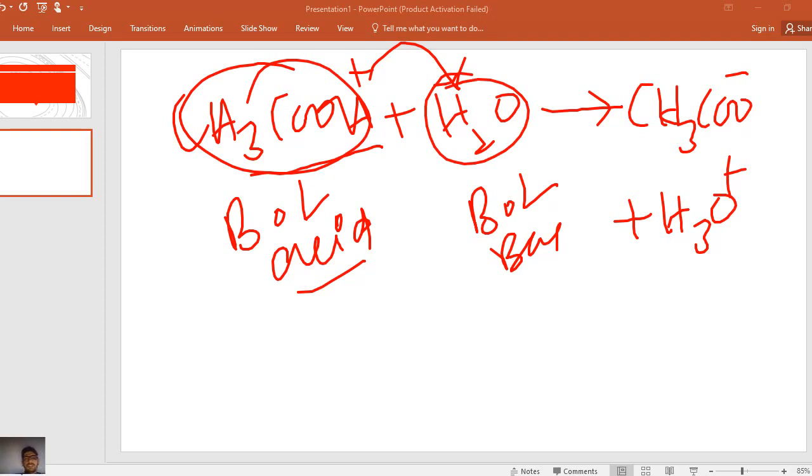So in some cases water acts as an acid and in some cases water acts as a base. Those substances which act as both base and acid are called amphoteric substances. We will discuss amphoteric substances in detail in the coming lecture. So this is the Arrhenius and the Bronsted-Lowry acid and base concept.